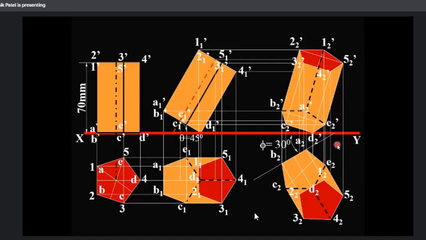Clear? Is there any doubt in this problem? All of you note a few points. Outer points are always connected by solid lines. Points which are far away from the observer are represented by hidden lines. Keep these things in your mind: which edges you will represent as solid lines and which as hidden lines, because everyone should draw this same shape.